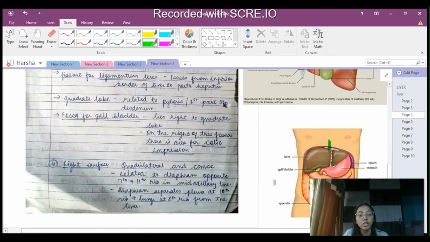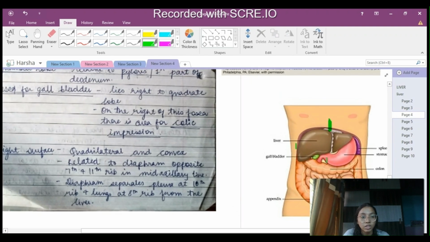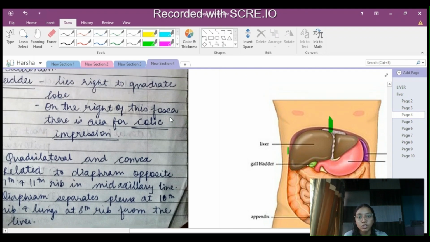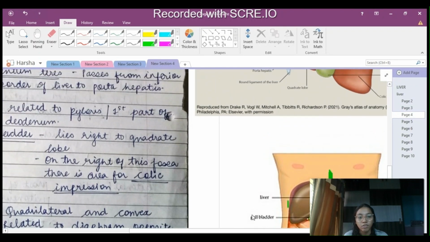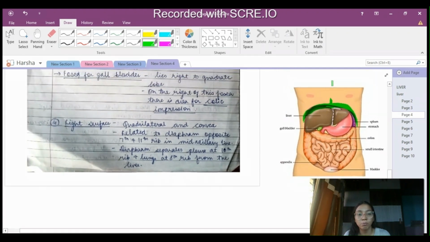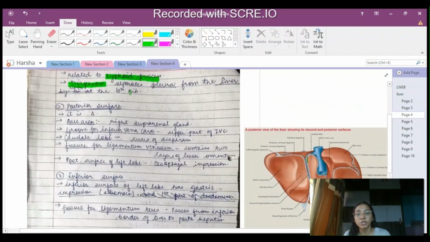If you look at this diagram, you can see this is the liver, and above it is a covering of the diaphragm, and this is the xiphoid process. Fine. So over here this is the liver, and the one which is covering it entirely is the diaphragm, and above the diaphragm there is the xiphoid process. Clear? So these are the two relations of the anterior surface.